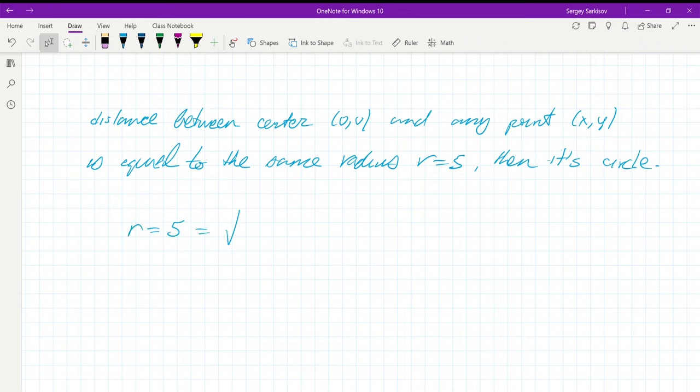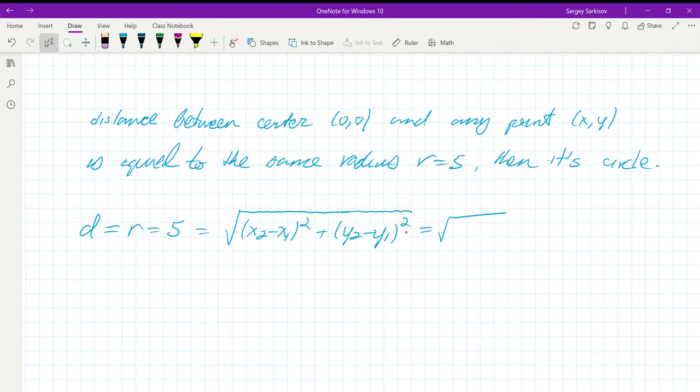This is equal to the square root of, remember the distance, r equals 5 is equal to the square root of x2 minus x1 squared plus y2 minus y1 squared. Here x2 is this x, and y2 is the y, and x1 and y1 are 0, 0. So it's the square root of x minus 0 squared plus y minus 0 squared. That's just the square root of x squared plus y squared. There's no zeros to give away.